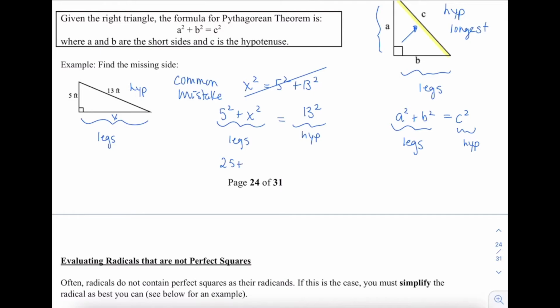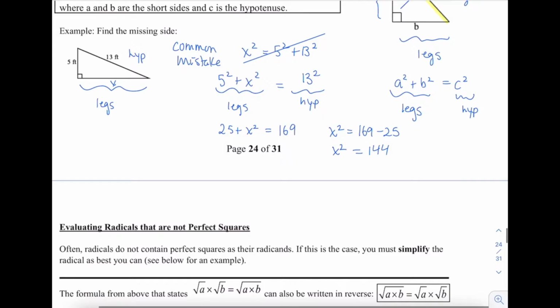Okay, so if we evaluate this, I should know that 13 squared is 169 because I should have memorized that. I could also use my calculator, and that becomes 169 minus 25. So what's nice here is I know that 144 is a perfect square.